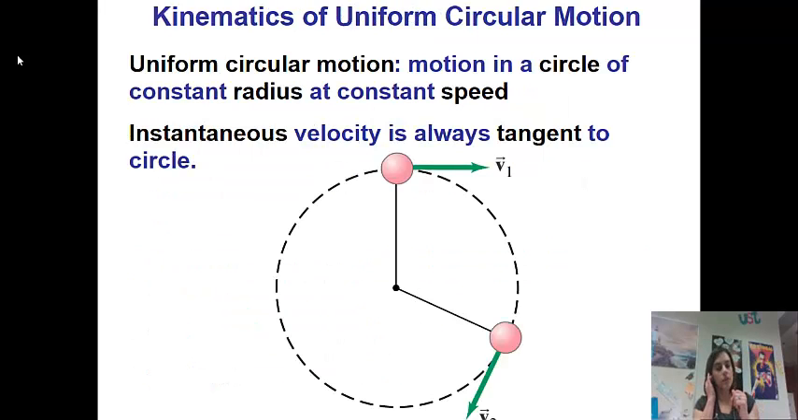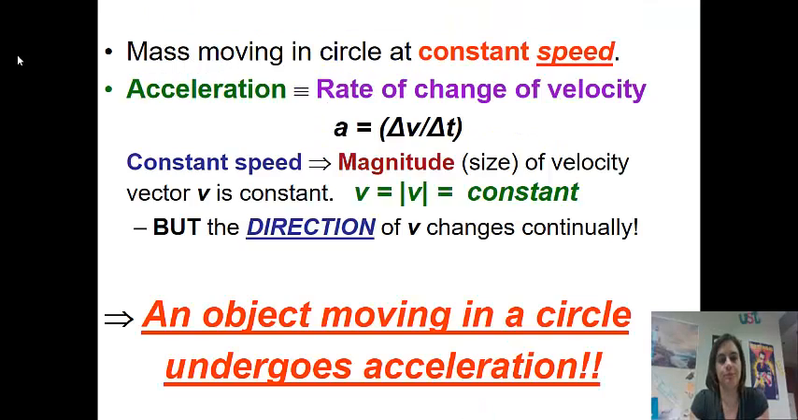So in uniform circular motion, you've got motion in a circle, constant radius, constant speed. Your instantaneous velocity is always tangent to the circle, so a lot of times it'll say like v tan or something like that. This also comes in dynamics. If you're spinning this around and you've got the ball right at the top, if you were to cut that string, the ball would follow that tangential velocity path and then become a projectile.